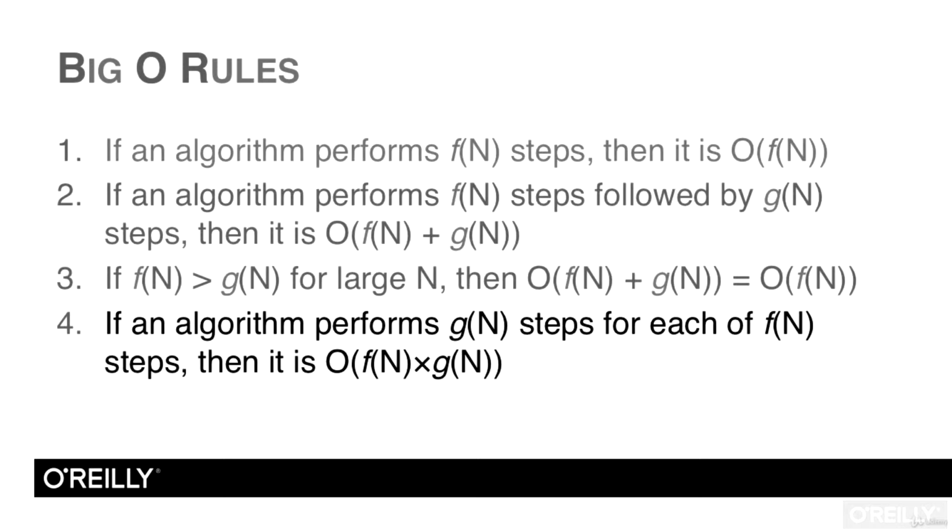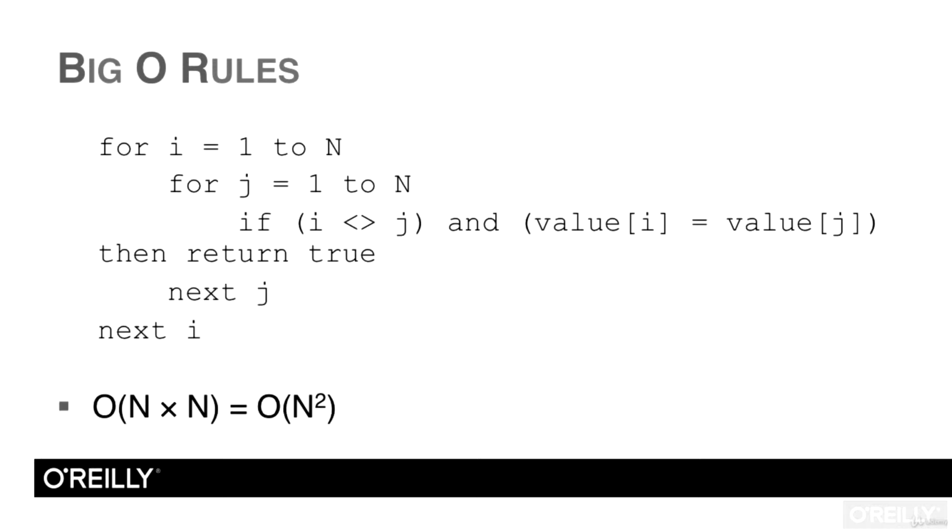Rule 4 says, if an algorithm performs g of n steps for each of f of n steps, then its behavior is order f of n times g of n. For example, this algorithm determines whether an array contains two identical values. The for-i loop loops through the array. Nested inside that loop, a for-j loop also loops through the array. Within the inner loop, the program compares the values at positions i and j. If the values are the same and i isn't equal to j, then the algorithm returns true to indicate that the array contains the same value twice.